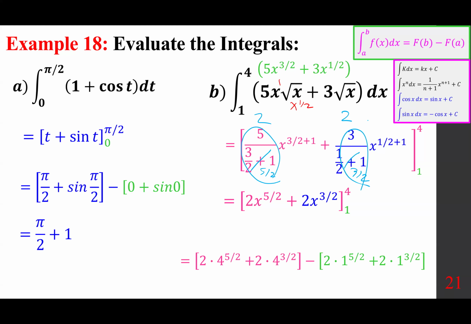Now this is elementary algebra. Okay, everybody? So we plug in 4 and we plug in 1, and we want to evaluate 4 to the power of 5 halves, which means square root of 4, or 2, to the power of 5, or 32, and 2 times that is 64. 4 to the power of 3 halves means square root of 4, or 2 cubed, which is 8, times 2 is 16, minus, this is 1, this is 1. So you're looking at 2 and 2, 4. And the answer is 76.